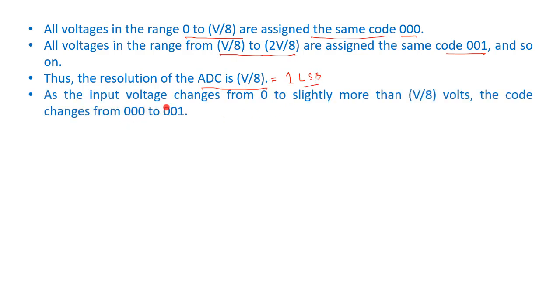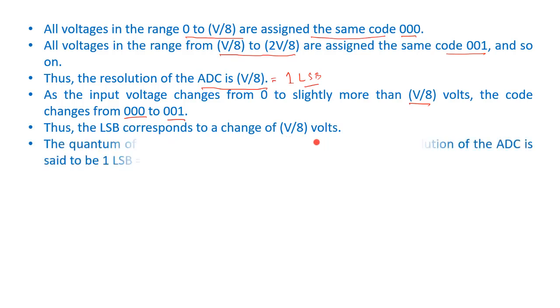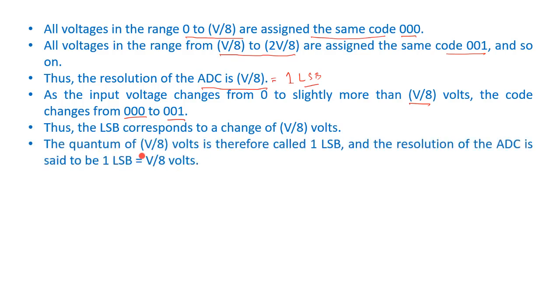So as the input voltage changes from 0 to slightly more than V by 8 volt, the code changes from 000 to 001, right. So thus the LSB corresponds to a change of V by 8 volts. The quantum of V by 8 volts is therefore called 1 LSB, and the resolution of the ADC is said to be 1 LSB, that is equal to V by 8 volts.